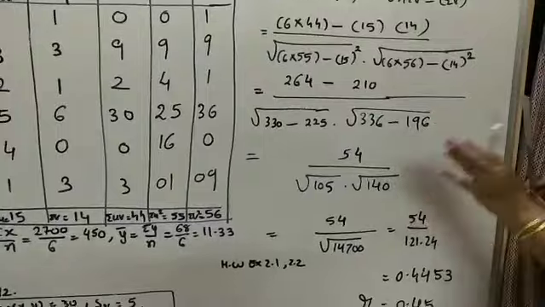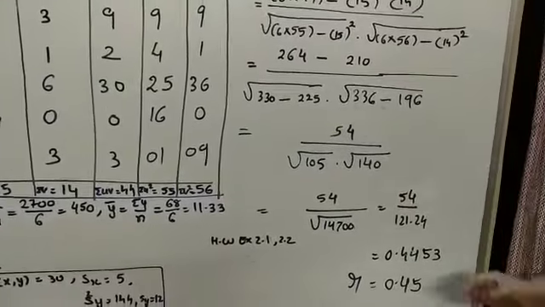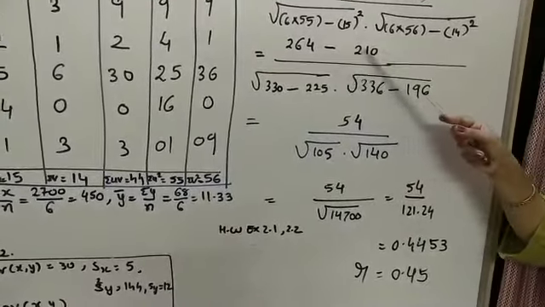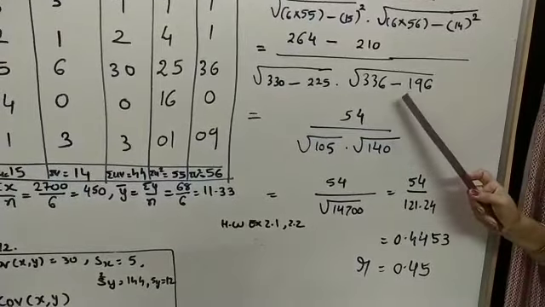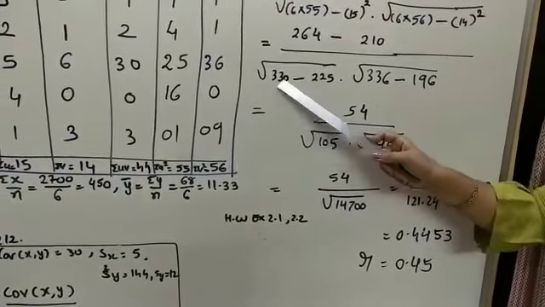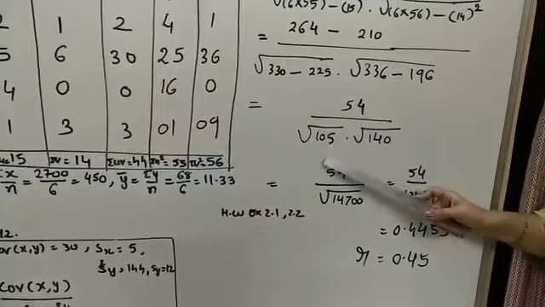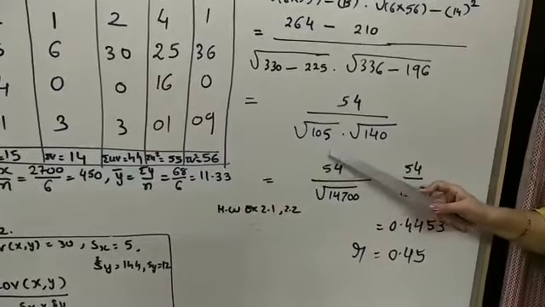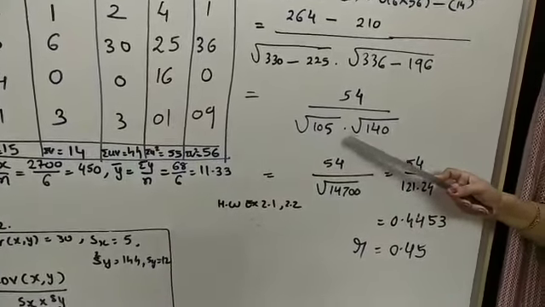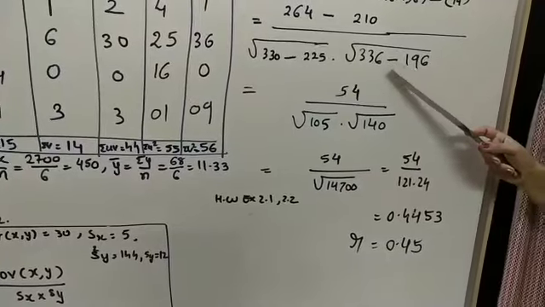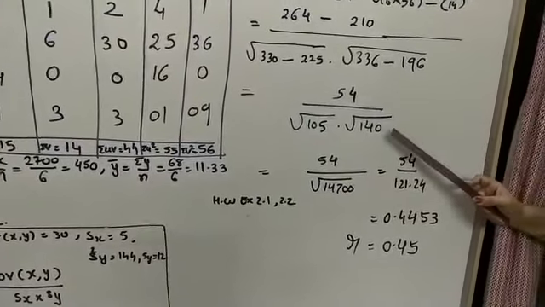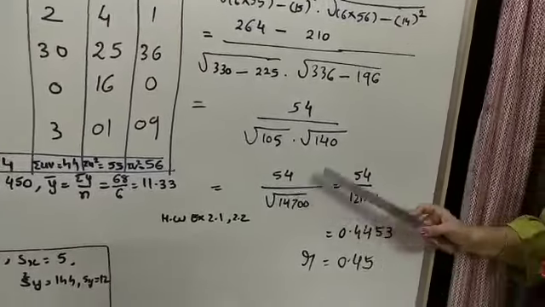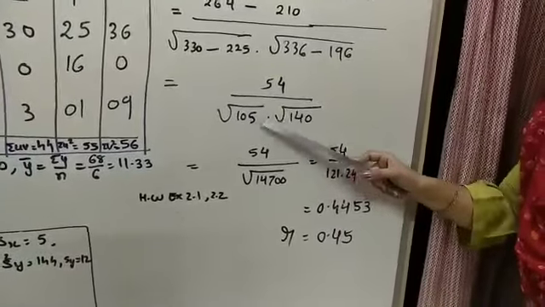The sum is ready. I am very near to my answer. 264 minus 210, the answer will be 54, upon 330 minus 225, the answer will be under root 105, into, that is under root sign, 336 minus 196, the answer is 140. So 54 divided by root of 105 into 140.